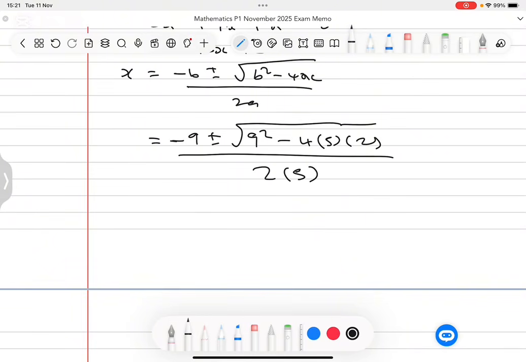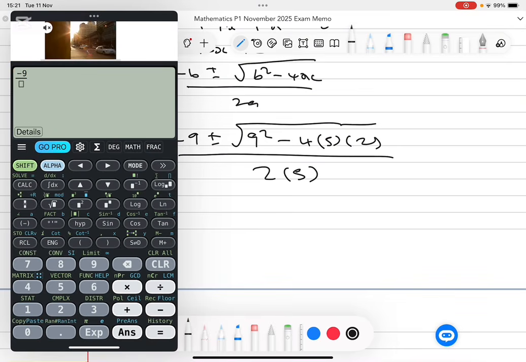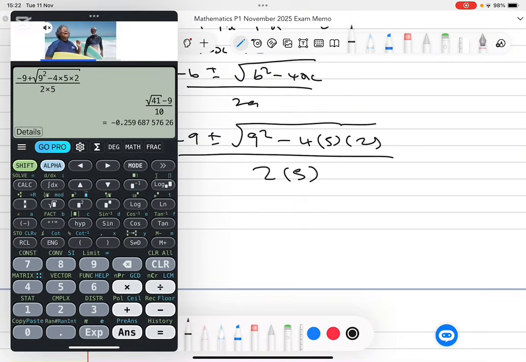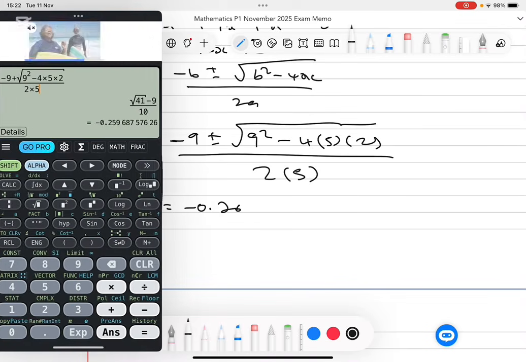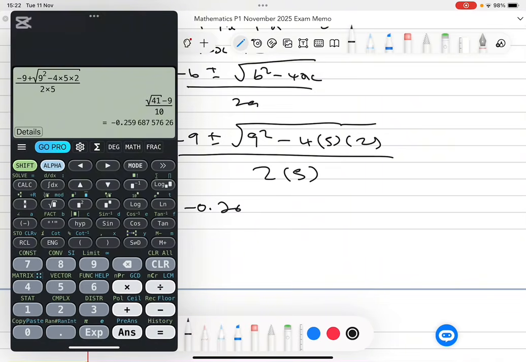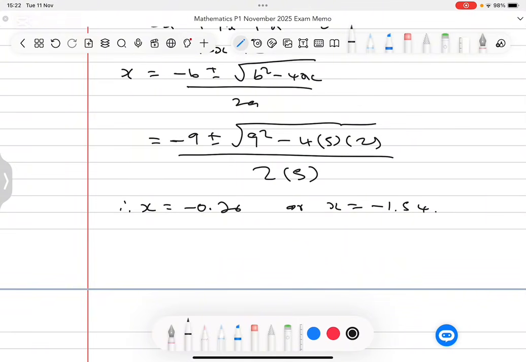From here, this becomes very boring, because now we are going to punch the whole thing into a calculator. We have minus 9. I'll start with a plus, then the root of 9 squared minus 4 times 5 times 2, all over 2 times 5. And my first answer becomes x equals negative 0.26. When we round that off, the 9 will throw in the 1, and the 5 becomes a 6. Then the other solution is to put a negative there, and this would mean that x is equal to negative 1.54, and those are your 2 solutions or roots to this equation.